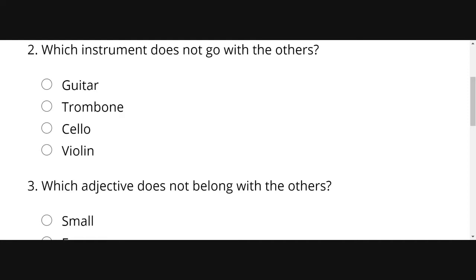Cello. Let's go. What's the answer? Which instrument does not go with the others? What's the answer for that? All right, we're moving on to question number 2.